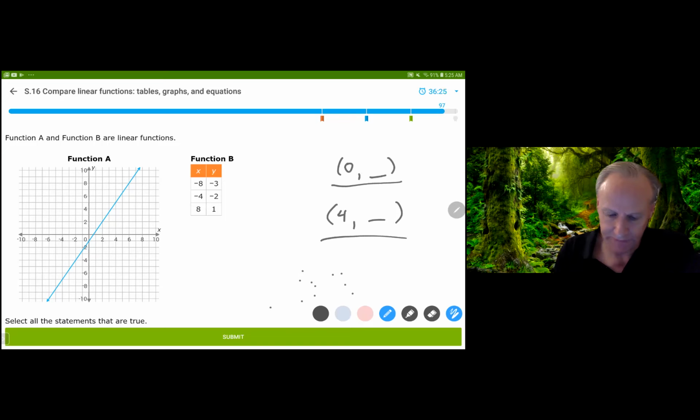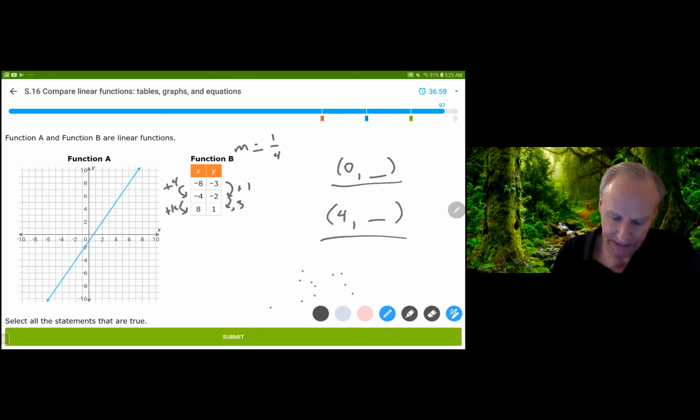I can't do a nice average here. If I knew what -1 was, I could do the average between those two, but I can't. There's a way I could do it, but I'm just going to go ahead and do the slope and go through the steps. This went up 1, this one went up 4, this one went up 3, and this one went up 12. So of course, 3 over 12 or 1 over 4, same thing. So the slope of function b is 1/4.